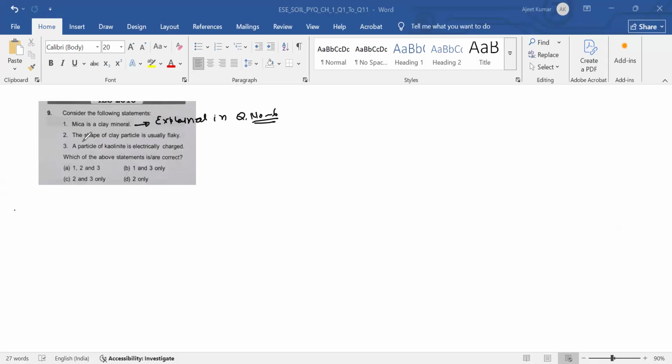The second statement is: the shape of a clay particle is usually flaky. Yes, this statement is correct. A particle of kaolinite is electrically charged. This statement is also correct, and this is also explained in question number 6. So 2 and 3 are correct and 1 is a wrong statement. So option C will be the answer. Now question number 10.